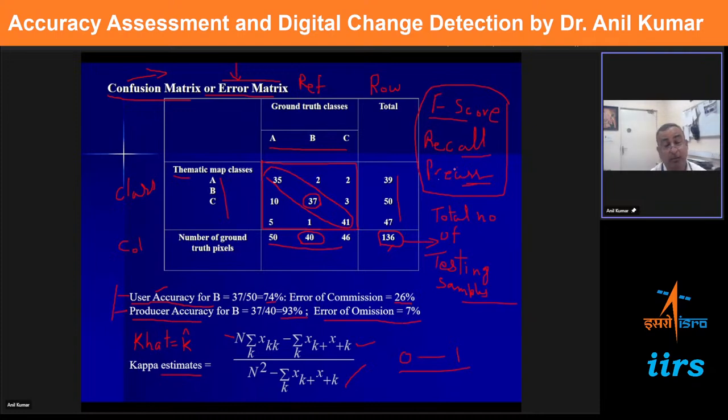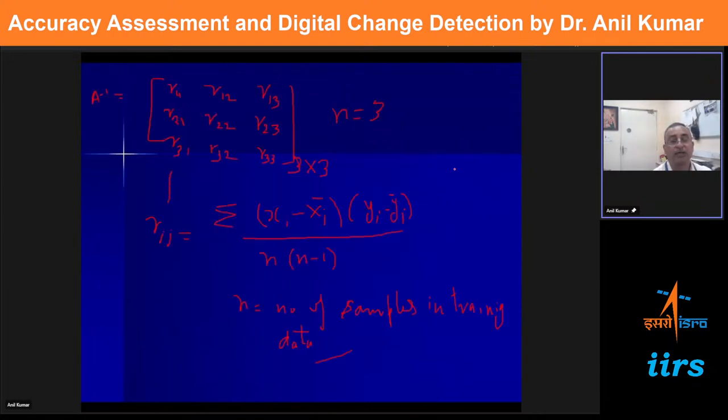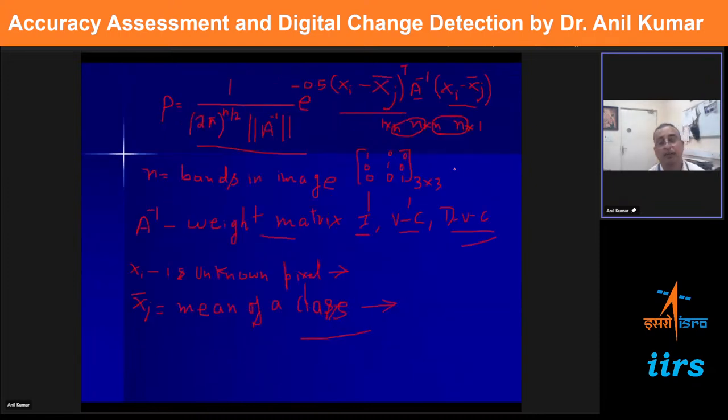The next was maximum likelihood classifier, or in short, it's called MLC. This algorithm works on probability parameter, and I've given you the mathematical expression of it, how to calculate the probability by this method. And I also explained to calculate here all the parameters, mainly the variance covariance matrix.